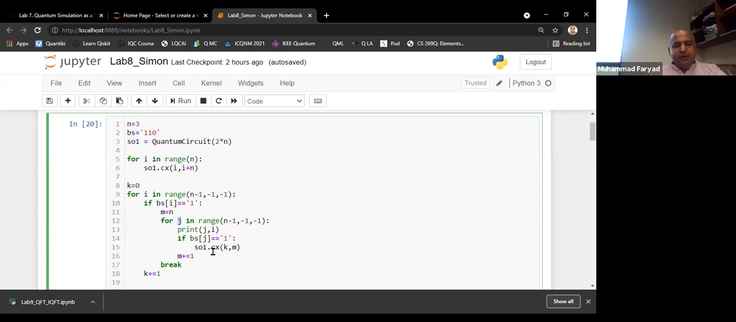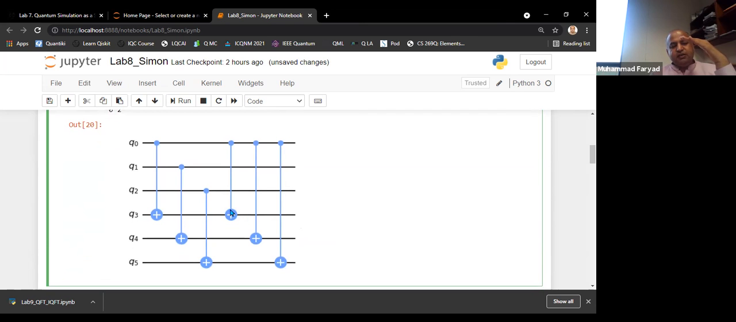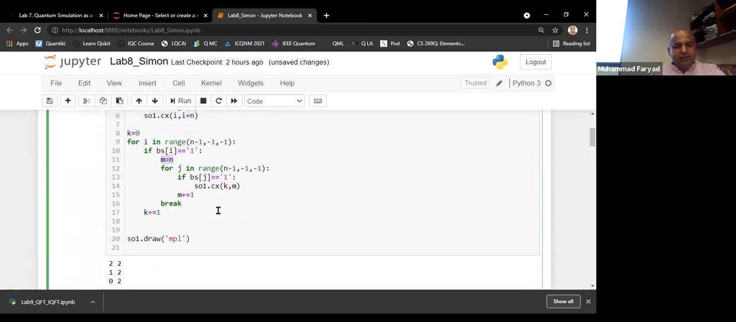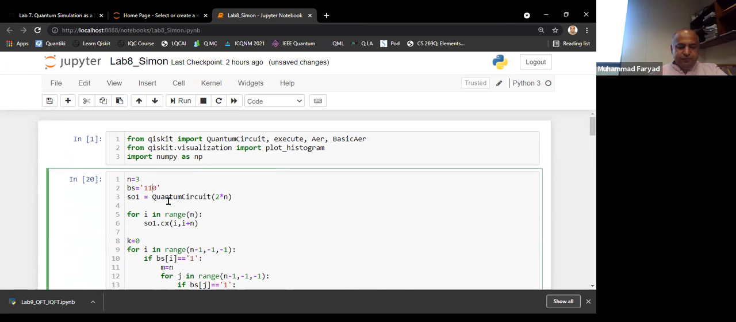Now, this is the part where I implement control X with respect to those bits which are one. Let's stop printing this. I had started from K, and whenever I find that the bit is not one, I increment K by one, so that I know the bit with respect to which I have to implement this control X gate. And this M was initialized to n because I have to start implementing on the qubits from the third one. So if n is three, I start with m equal to three. In each step I keep incrementing m, and wherever the bit is one, I implement this gate. Let's see what happens if I have a longer one.